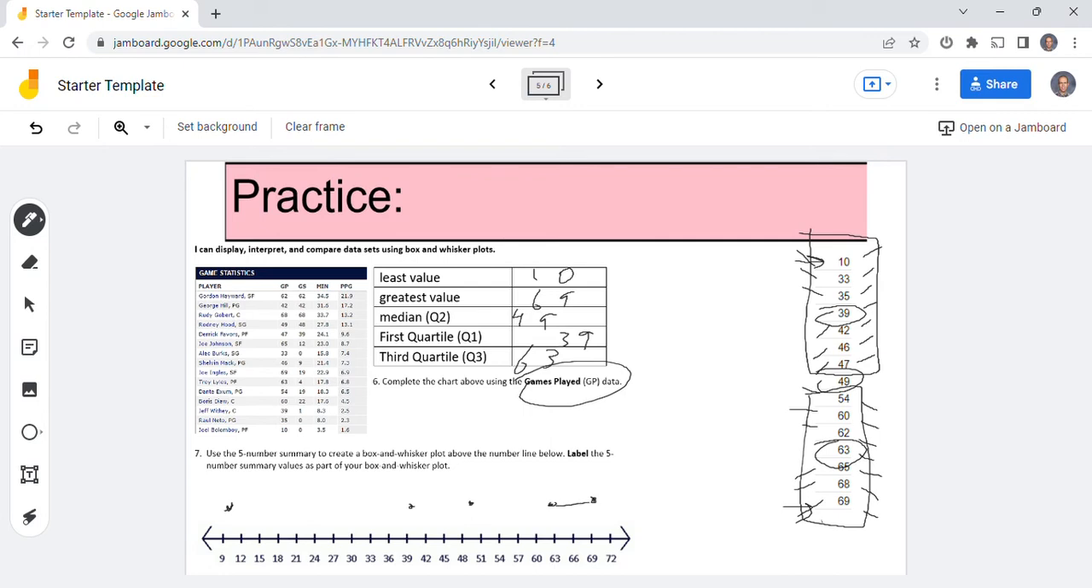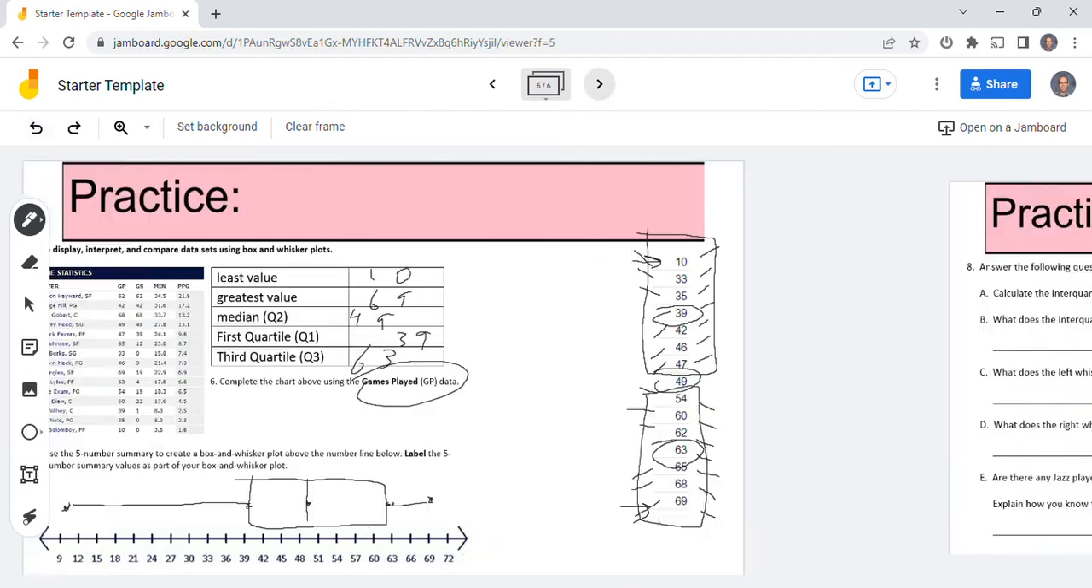We're going to draw our whiskers out to either side, draw our box around the middle with the line down the center, and you can see that it is skewed left because that whisker is pulled over to the left, so that matches what we said with the histogram earlier.